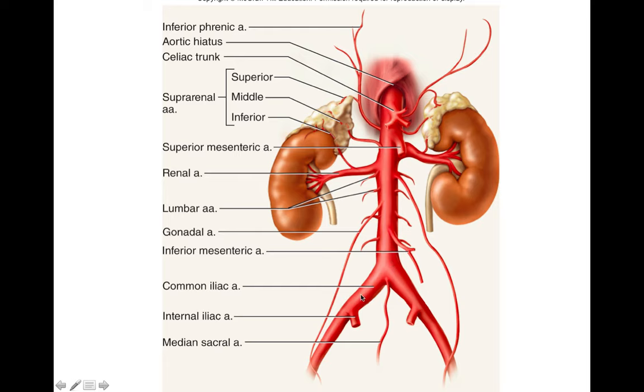The common iliac arteries, similar to the carotids, will branch. You have external iliac arteries that will continue down the leg, and then you have internal iliac arteries that come here. So on the left side, here's your internal iliac, and then down here is the external iliac. Above this branch, so right here, that would be the common iliac artery on the left side.